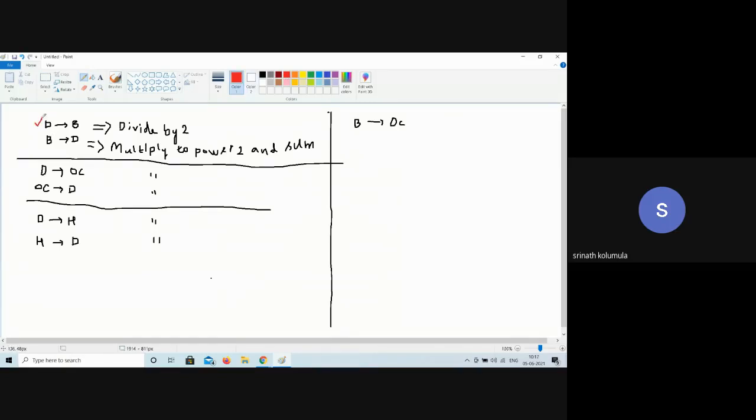Decimal to binary, and then the reverse. Next is decimal to octal, and then the reverse. Next is decimal to hexadecimal, and then the reverse. People, got it? Next we have to see binary to octal and binary to hexadecimal. These are the two things that you have to see.